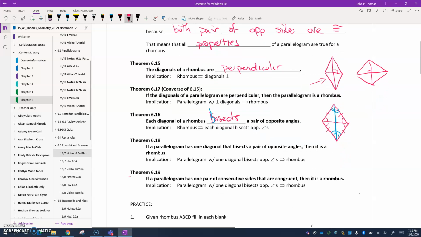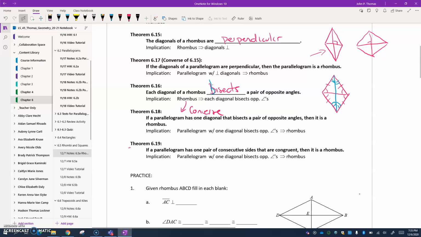All right, so the next one says, if a parallelogram has one diagonal that bisects a pair of opposite angles, then it is a rhombus. So this is actually our converse from theorem 6.16. So again, it goes forwards and backwards. So we're going to be able to determine something if we know it's a rhombus. We're also going to be able to determine that a certain given parallelogram is a rhombus.